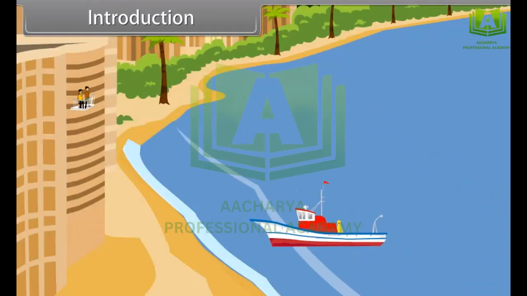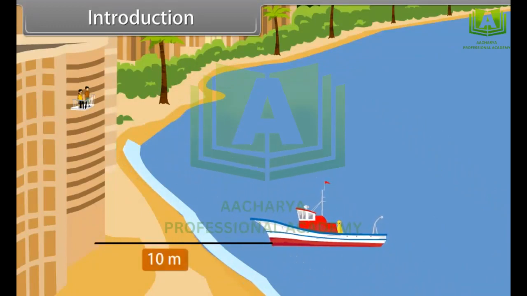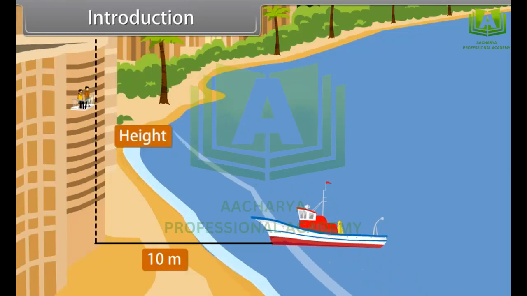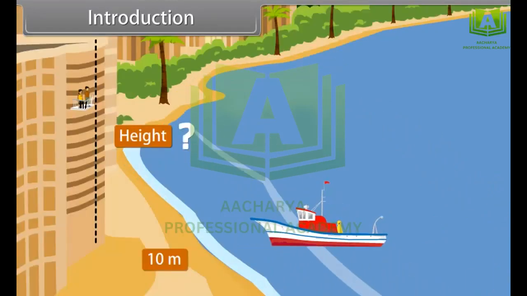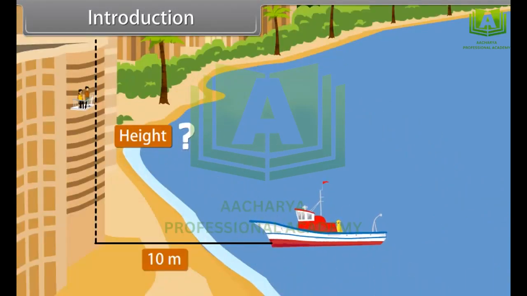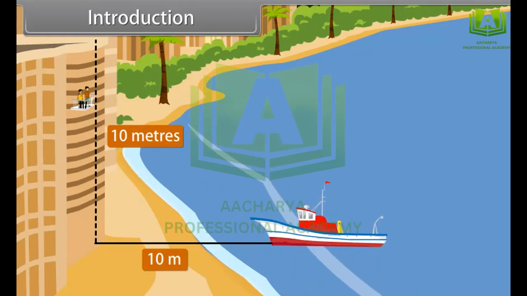If I told you that the distance between our building and the ship is 10 meters, can you tell me the height of this building? Yeah, sure. I have learnt my trigonometry well. The answer to your question, that is, height of building is 10 meters. Anvesha used trigonometry to answer Vedika's question.